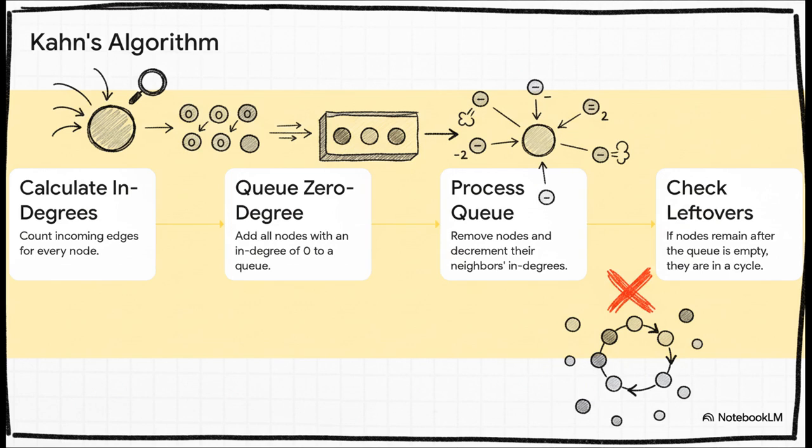Now, if we get through every single node this way, there are no cycles. But what if the queue goes empty, and there are still nodes left over? That's our proof. Those leftover nodes are hopelessly trapped in a cycle.